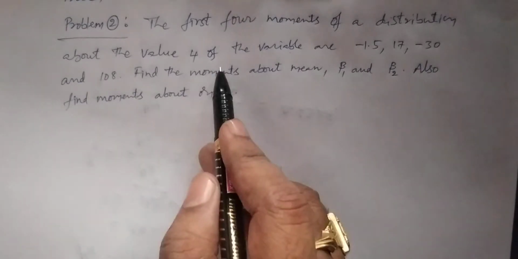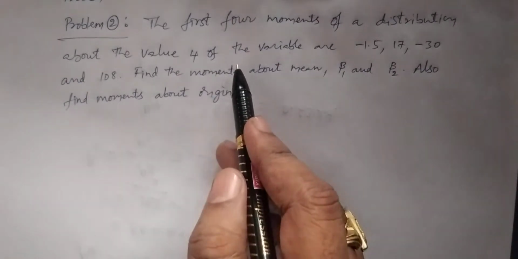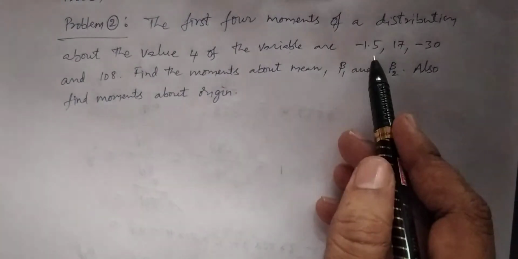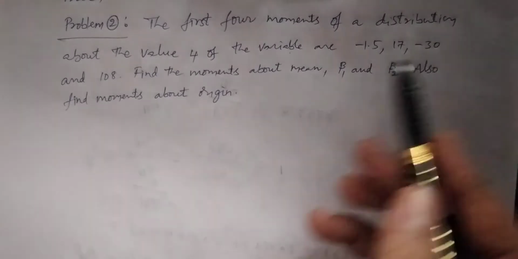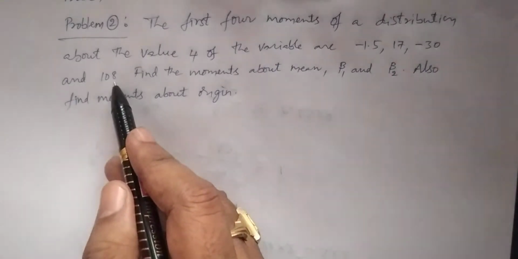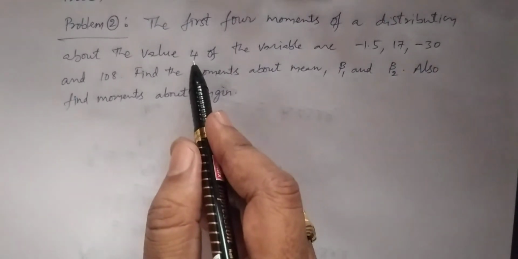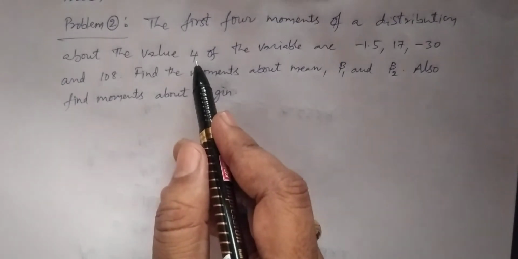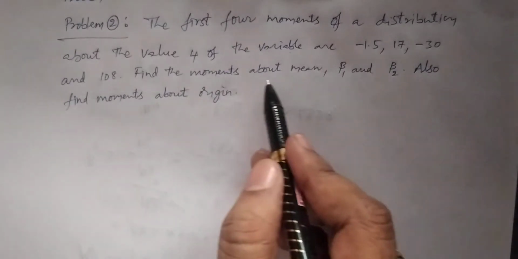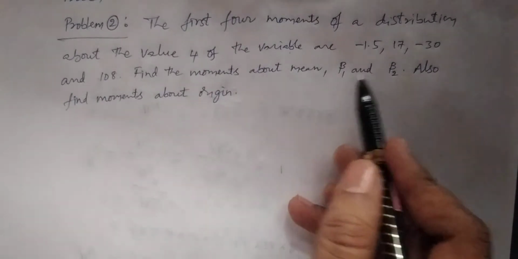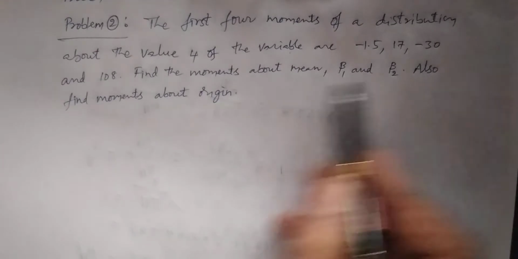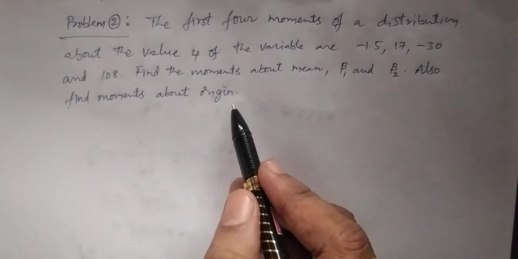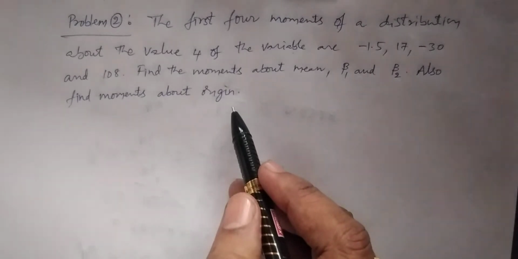about the value 4 of the variable are minus 1.5, 17, minus 30 and 108. About the value 4, which means non-central moments. Find the moments about mean, beta 1 and beta 2. Also find moments about origin.